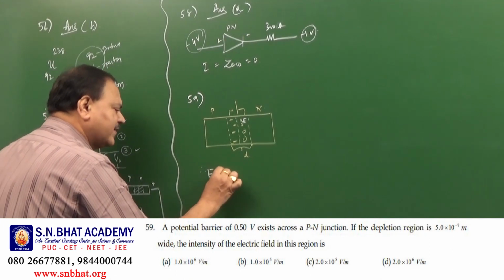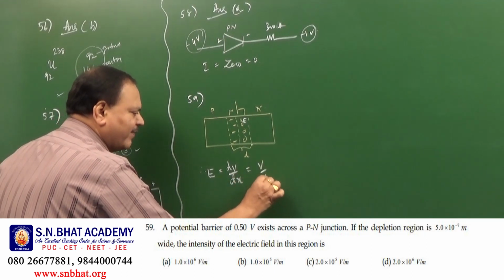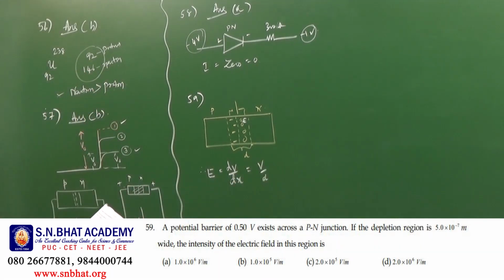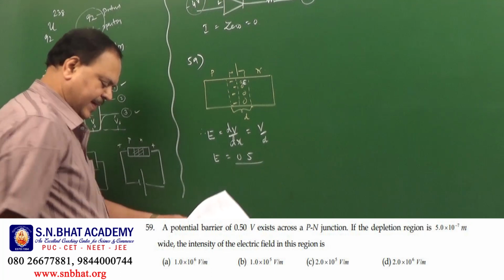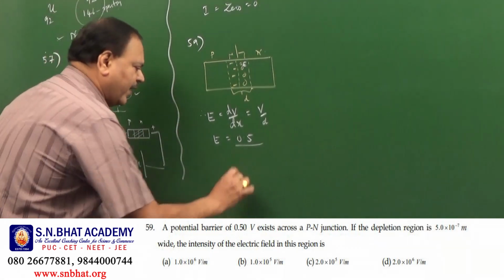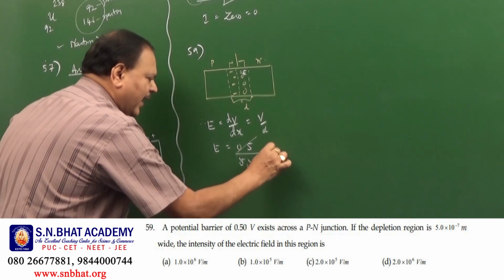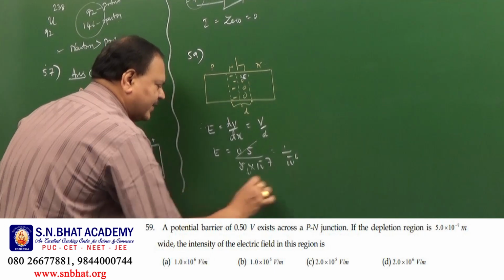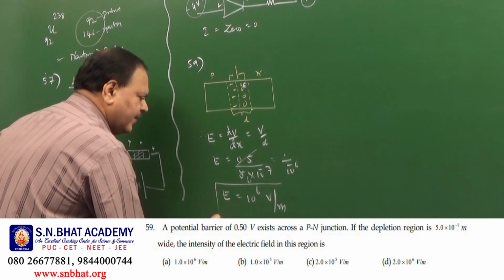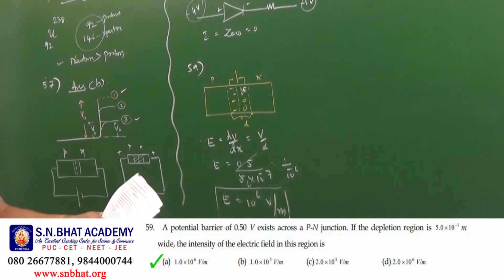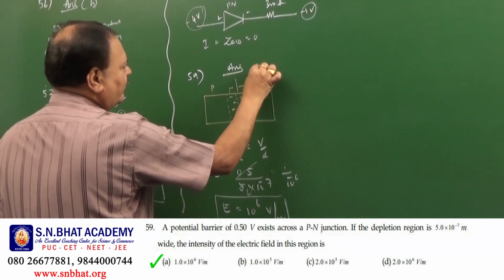You know that the electric field is given by the formula dV by dx, the negative potential gradient, which we can call V by D. So electric field is equal to 0.5 volt, and the value of D is 5 times 10 to the power of minus 7. That gives 1 by 10 to the power of minus 6, and therefore your electric field is equal to 10 to the power of 6 volt per meter. So A is the answer for question number 59.